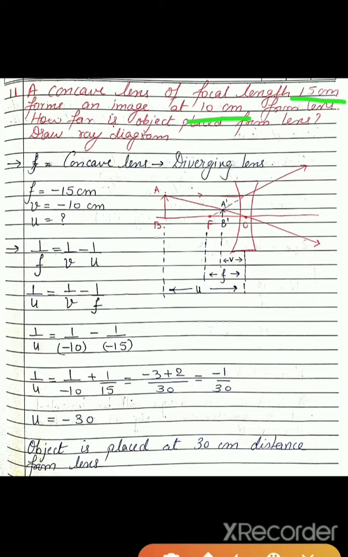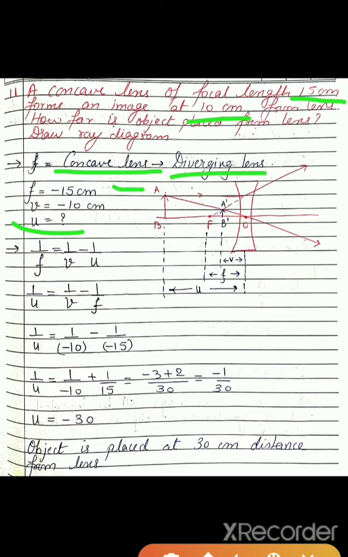Now they are asking you that if the image is formed at 10 centimeter, then at what place the object must have been placed. So you have to calculate object distance. Okay, and you have to draw the ray diagram also. So whenever these kind of numericals are given, first of all, just write down what kind of lens or mirror they are giving you. So here they have given you concave lens, and we know that it is a diverging lens. Now we'll write all the given information.